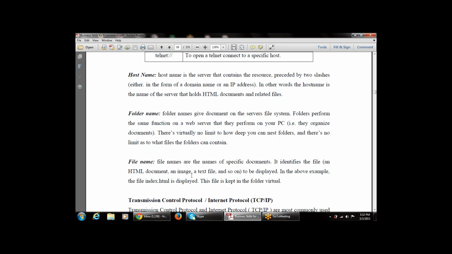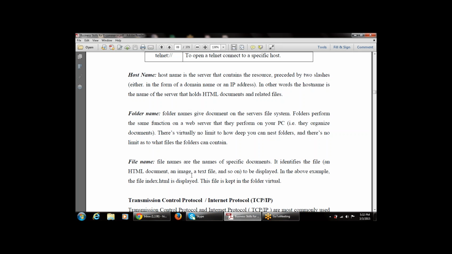In the above example, the file index.html is displayed. This file is kept in the folder virtual. So that's the file name. Whenever I want to identify the file, that is done by the file name.